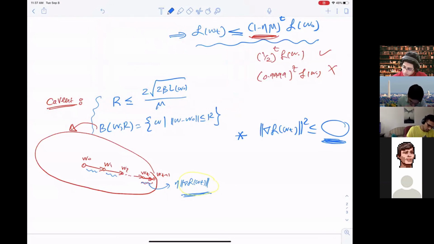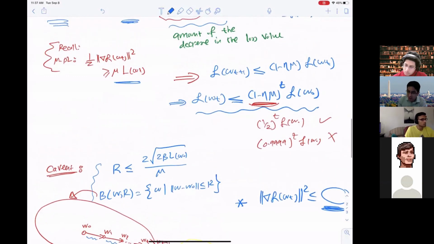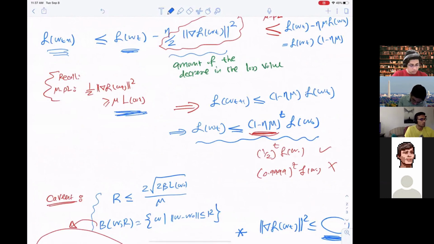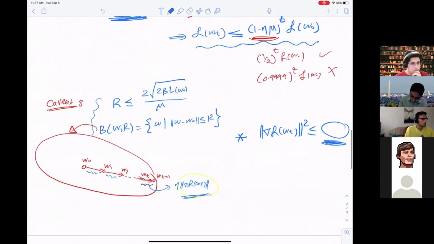But you see there is a kind of trade-off here, right? With the mu-PL condition, if you recall, I want a lower bound on the magnitudes of my gradients, because the magnitude of my gradients shows how much I'm decreasing the value of my loss function. So a larger mu is better for me. But here, if I have a large magnitude, then I need to satisfy the mu-PL condition in a much, much larger radius, in a larger ball. So there's this trade-off going on between these two terms.